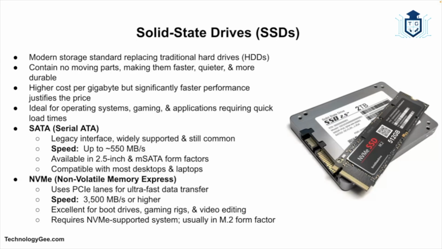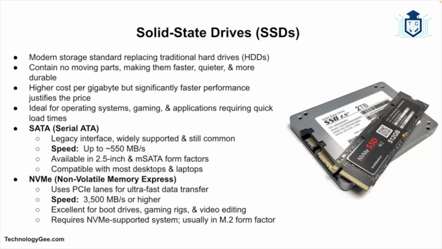The first one is called SATA, or Serial ATA. Now, this is older, but it's still in use. It's slower than what is called NVMe or PCIe. It usually caps off at around 550 megabytes per second. It is compatible with most systems, and it comes in a 2.5-inch form factor or mSATA.